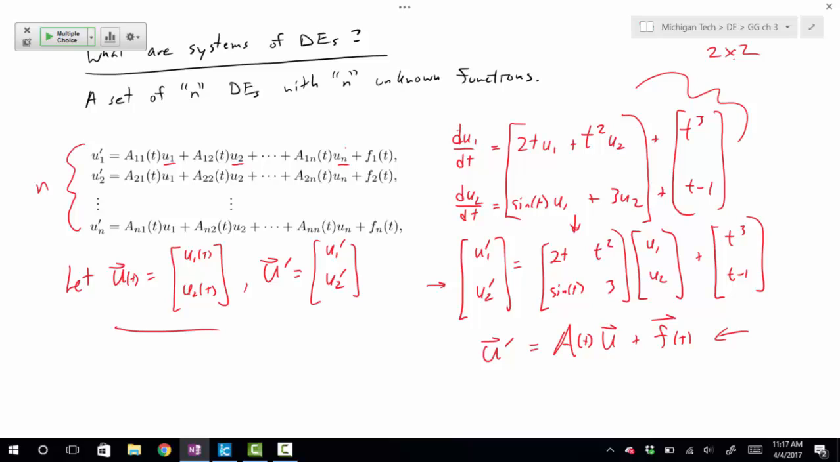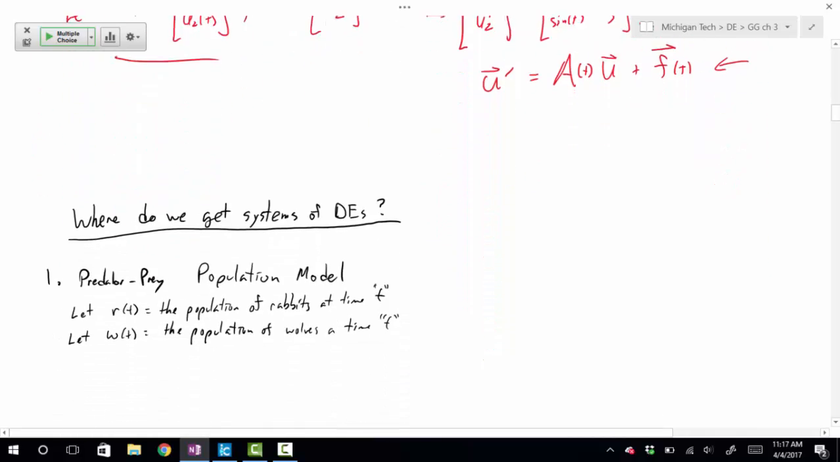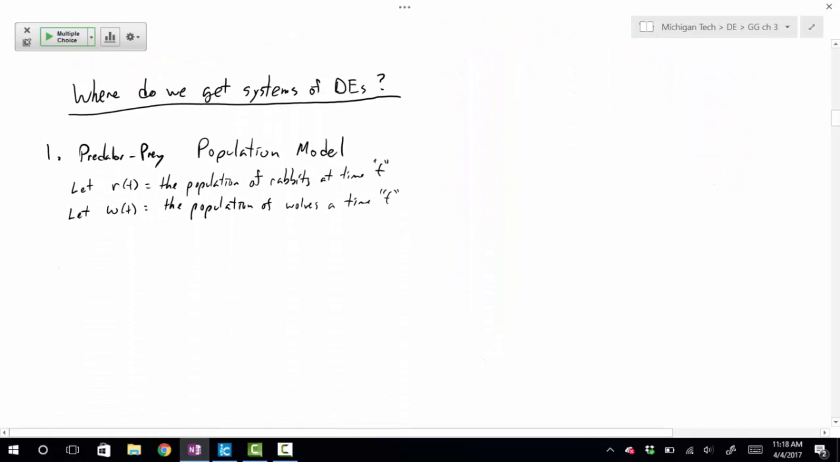All right. Okay, so now we know how to represent this using the clean notation, but where in the world do these guys show up? Why do we even get this system of equations? There's really two ways we're going to talk about. One is through application.